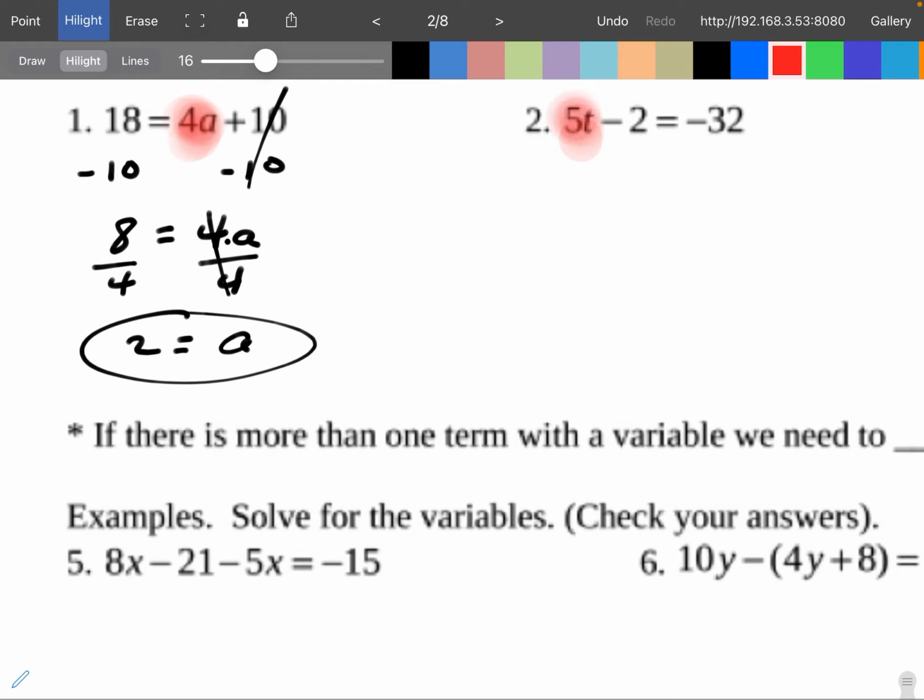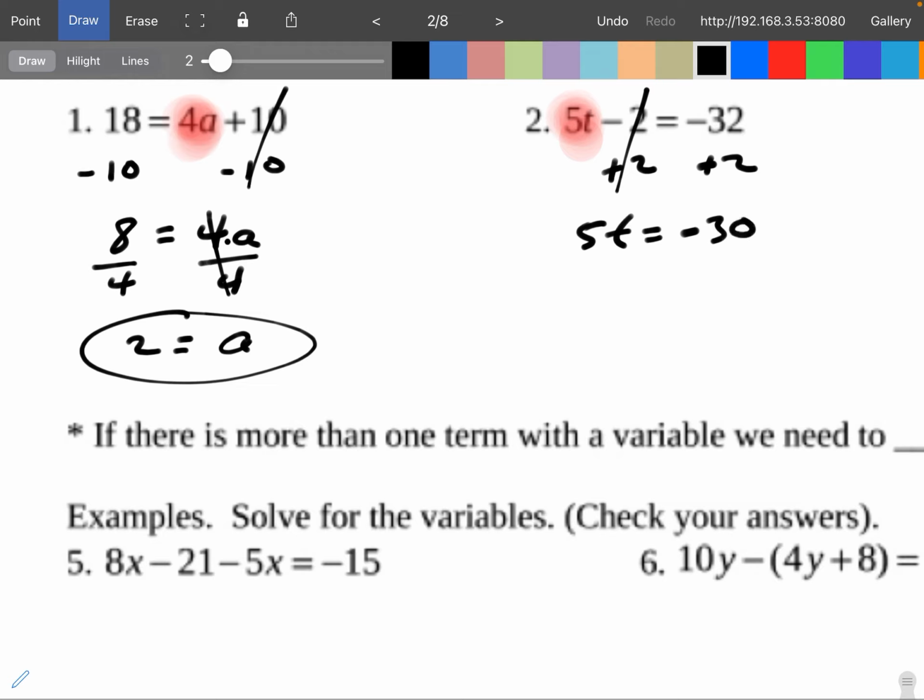Same thing on the next one. We're going to try to get this term that contains the variable by itself. So how would I get rid of that minus 2? Yep. So we're going to add 2. So add 2 on both sides. Again, these cancel out on the left-hand side, make a 0. So all I have left on the left-hand side is 5t, and that's equal to negative 32 plus 2, which would be negative 30.